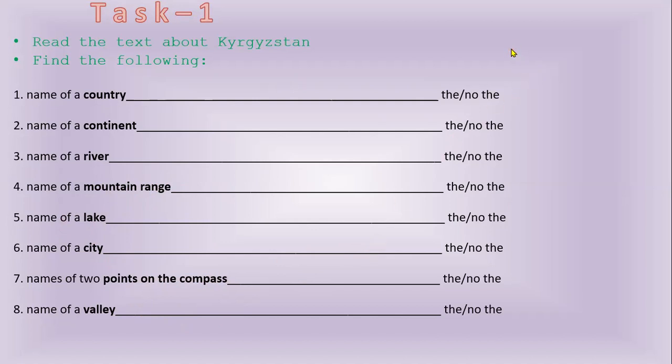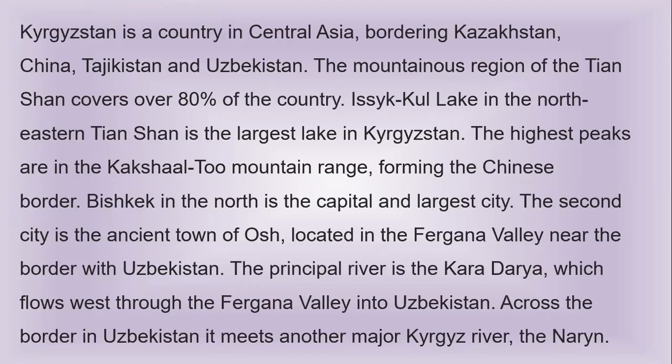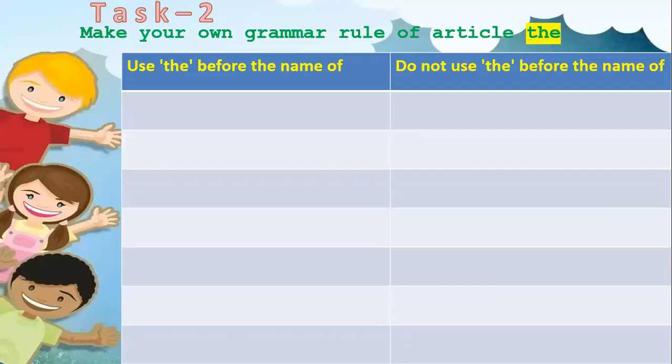Okay, now it's time to read the text. Pause the video, take your time, and read the text. While reading, pay attention to the geographical names, whether they are used with the article "the" or not. Once you've read and written the name of the country, continent, and the list which I provided before, then you can proceed to the next task.